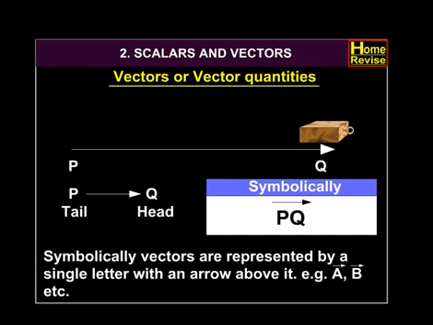Symbolically, vectors are represented by a single letter with an arrow above it. For example, A with an arrow above it, or B with an arrow above it, etc.